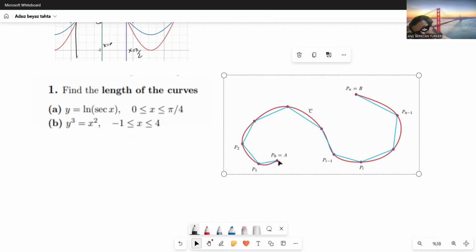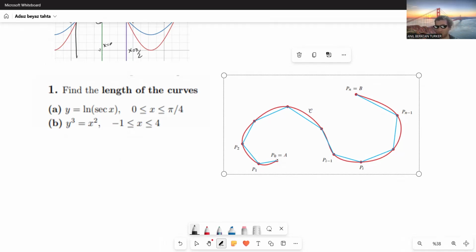But if you take the limit, if you take infinitely many partitions of the curve, of course the curve should be rectifiable, I mean, you need to make this process, then you will end up with the actual length of the curve via an integral. But this is a curve in space.